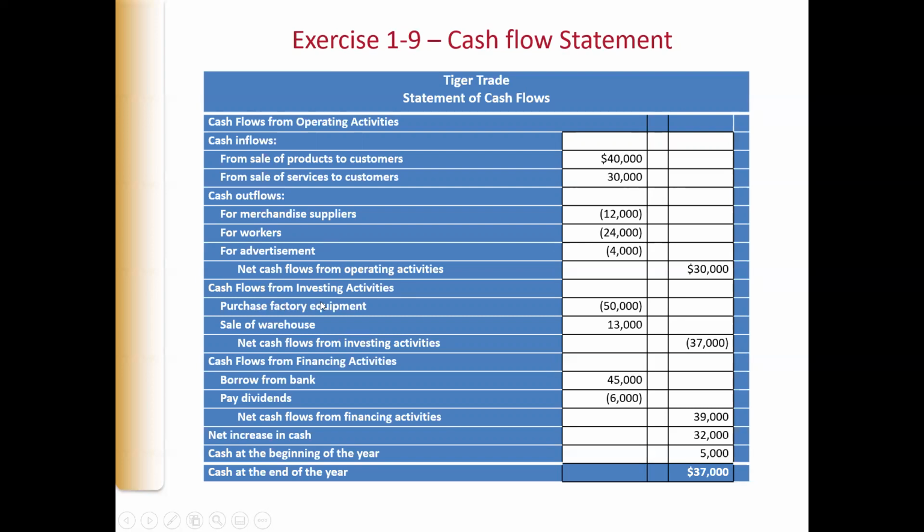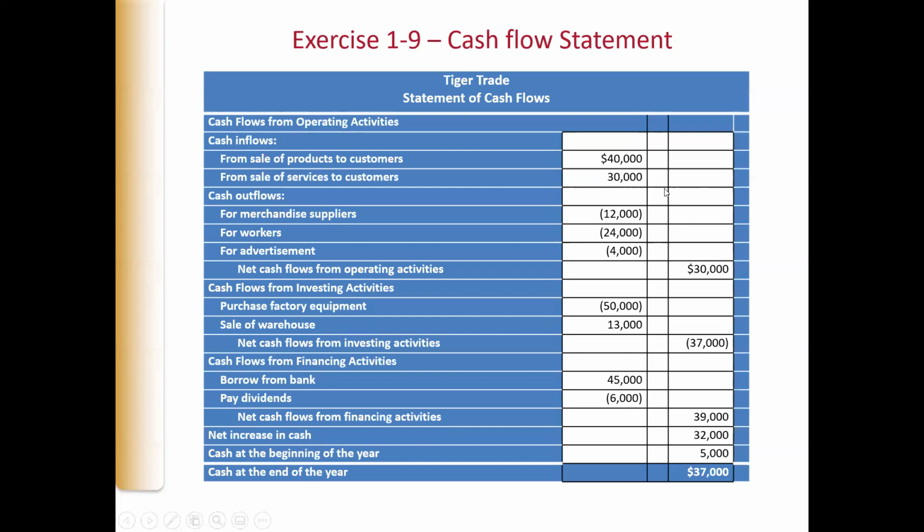Then next we have investing activities, purchasing and sale of long-term assets. Purchase of factory equipment, an outflow of 50,000. The sale of the warehouse, that's an inflow of 13,000, for a net outflow of 37,000. Then as we look at financing activities, borrowing money from a bank, that's an inflow of 45,000. Paying dividends is an outflow of 6,000, with a net inflow of 39,000.